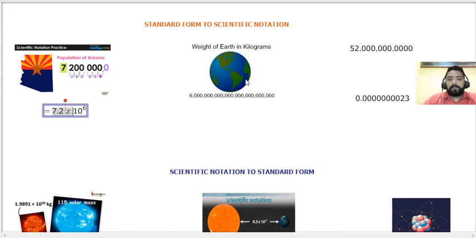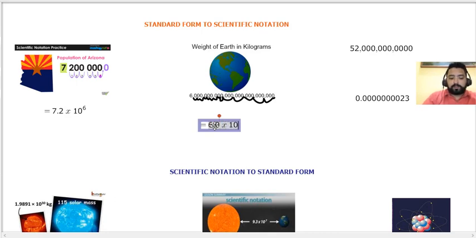Now here we have the weight of the earth in kilograms. How are we going to do that? First, remember, we write 6.0. Then we start counting the number of zeros that we have: 1, 2, 3, 4, 5, 6, 7, 8, 9, and then 12, 15, 18, 21, and 24. If we move to the end, it's going to be 24 places, so it's 6.0 times 10 to the 24.